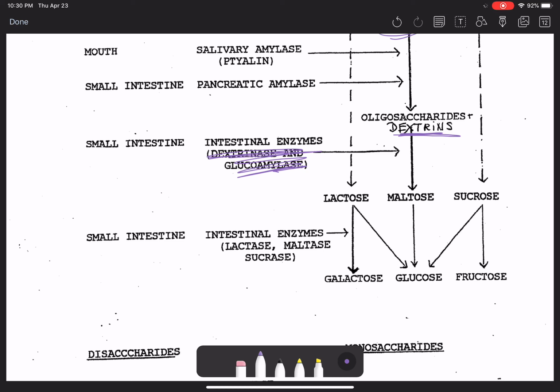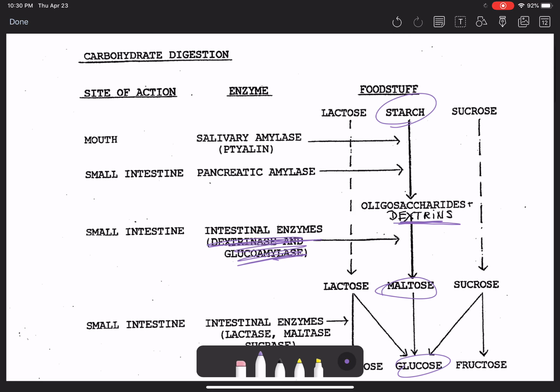So they are what we refer to as brush border enzymes. So we have further brush border enzymes, which will then break down the maltose, finally cleave that final link between the two glucose molecules of the disaccharide maltose to give you glucose. Now let's go back and look at the disaccharides, lactose and sucrose.